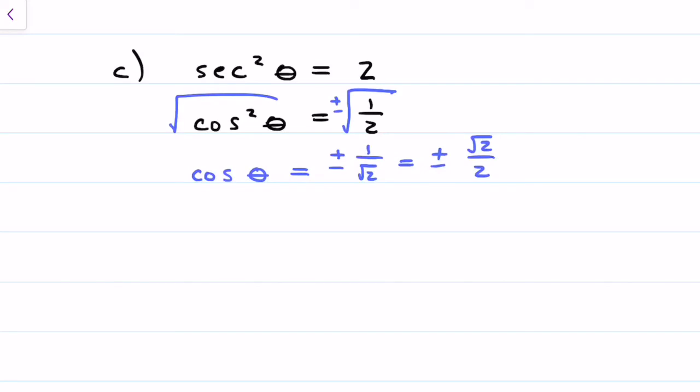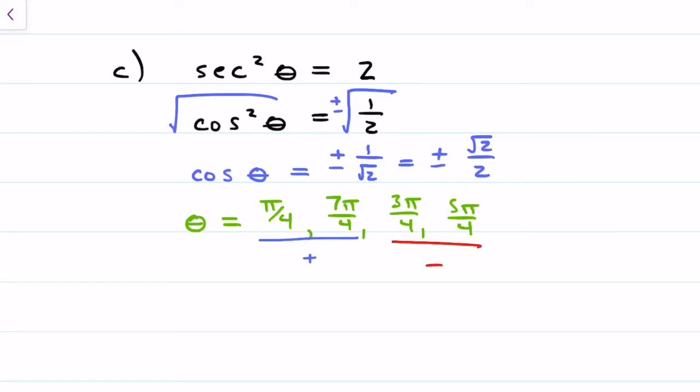Now get out your unit circle and figure out where the x values are positive √2 over 2, and there you'll find it's at pi over 4 and at 7 pi over 4. And then where is it negative √2 over 2? That's at 3 pi over 4 and 5 pi over 4. So it's positive √2 over 2 at pi over 4 and 7 pi over 4, negative √2 over 2 at 3 pi over 4 and 5 pi over 4.